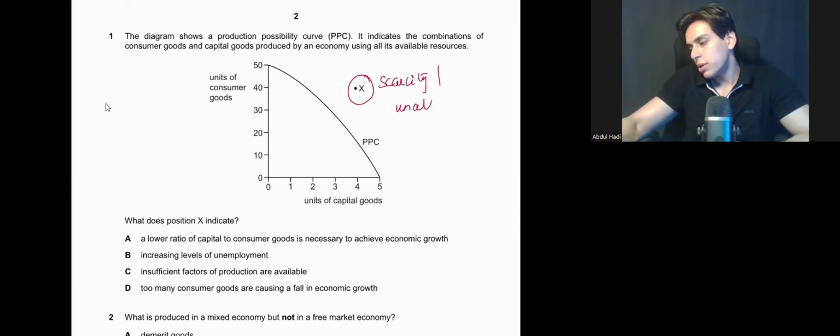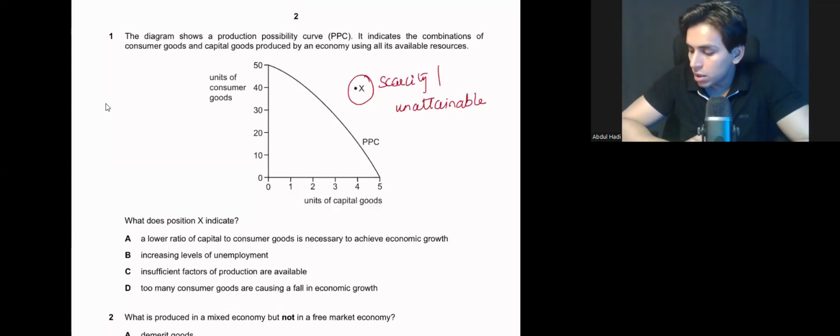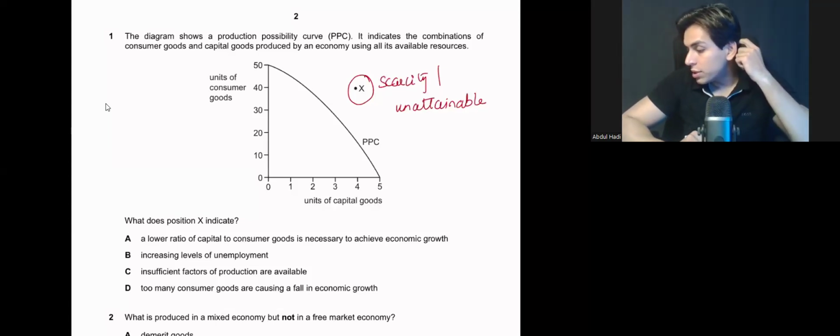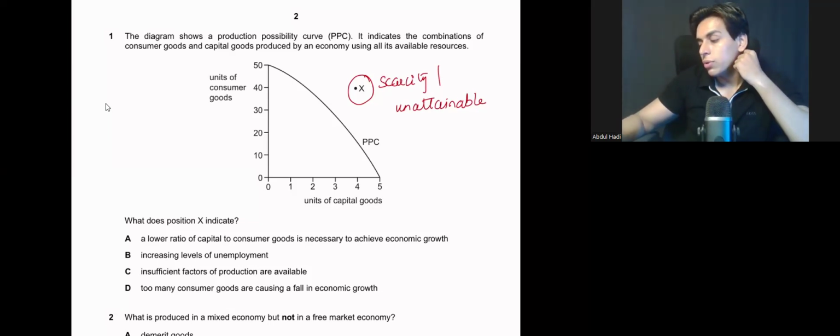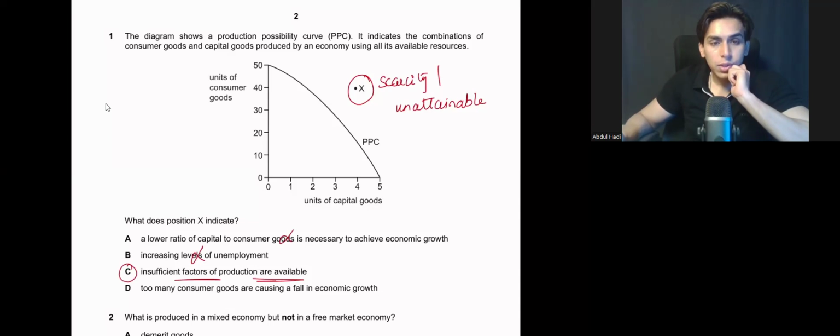All right. Scarcity or unattainable point, which is outside your boundary. You cannot produce this level of output. Option A, a lower ratio of capital to consumer good is necessary to achieve economic growth. No, this is not what point X is telling us. Increase in level of unemployment. No. Insufficient factors of production are available. Scarcity point. Unlimited resources.